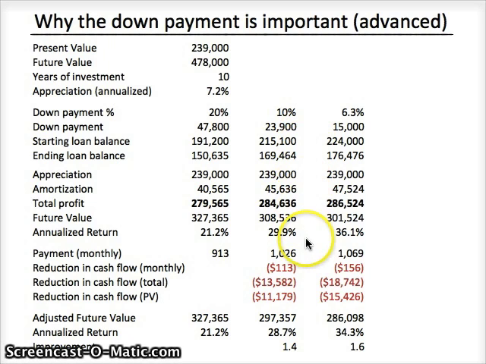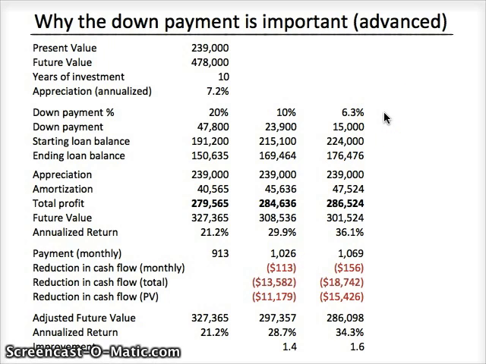But the difference here is that our monthly payment is now $1,026 instead of $913 with the higher down payment. So every single month we have to come up with another $113 for the cash flow, which over the course of the 10 years amounts to $13,500. Our new adjusted annualized return, with taking that out, is now 28.7%.